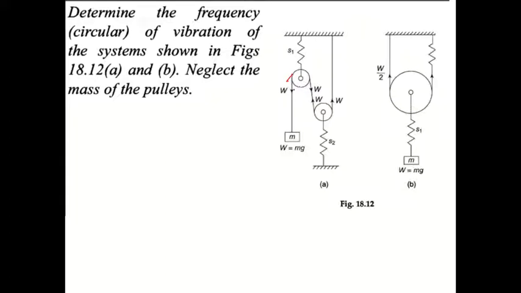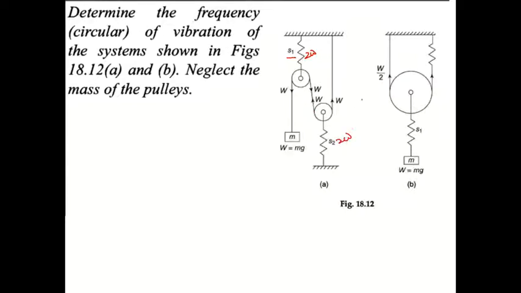So look at the load. How much load is acting on the springs? In spring 1, W plus W, two loads are acting. That is 2W. In spring 1, the load value is 2W. In spring 2 also, one load upward, another one here upward. So here also two loads, 2W, are acting.